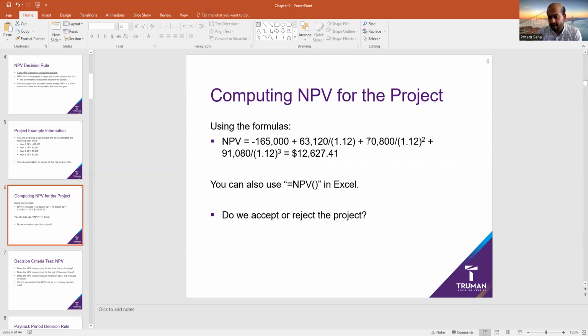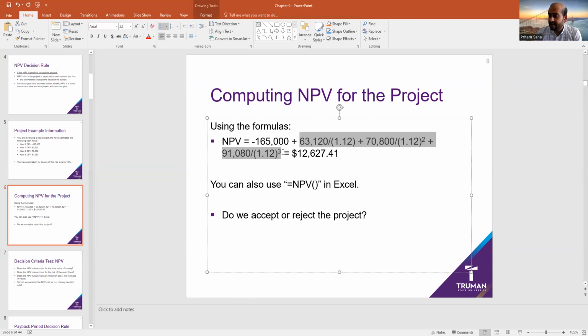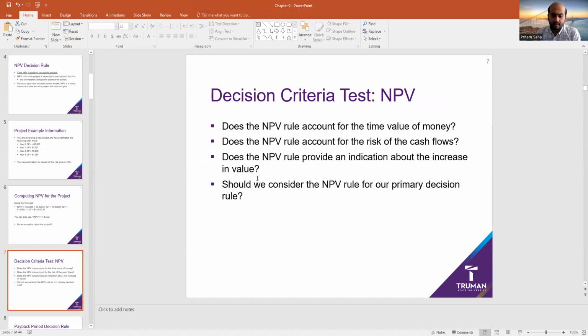If you look carefully here, what we are doing is comparing investment today with the discounted value of all the expected cash inflows. So that means NPV is trying to tell us, if you invest $165,000 in this project today, and you discount all the cash inflows from that project, you are able to generate a value of $12,000. So NPV compares the discounted value of inflows and outflows, and it tells you whether you are able to generate any wealth or not.